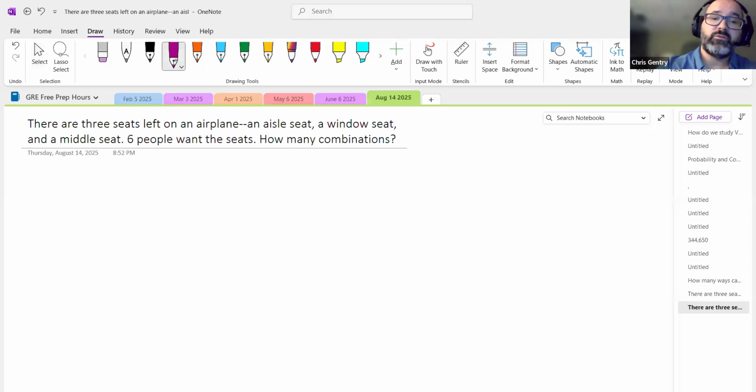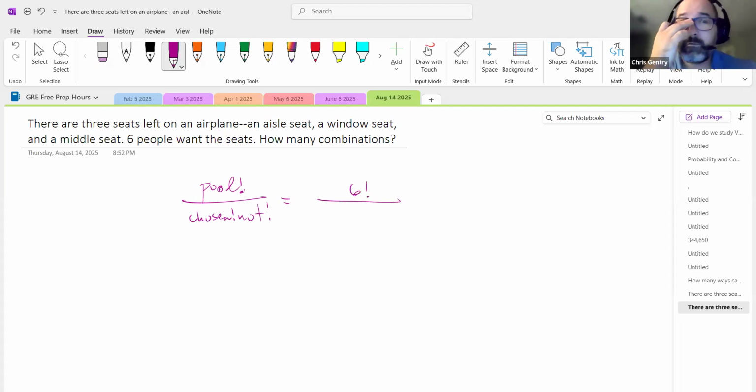It is still my pool over chosen, not chosen. But I have to address the fact that I'm making multiple choices. I still have 6 people. My first choice will be the window seat, the aisle seat. How many people are going to get that aisle seat? 1. How many people are going to get that window seat? 1. How many people are going to get that middle seat? 1. Now, Ethan, you had this much.